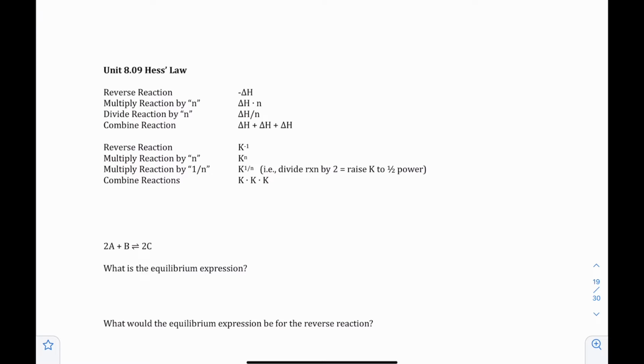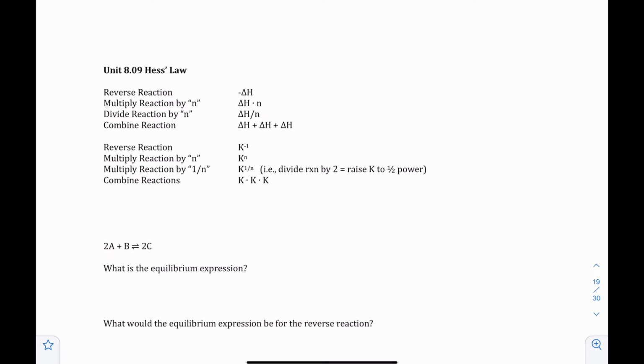If you divided the reaction by some number, you divided delta H by that number. And when you combine the reaction steps, you add their delta H's together. Now we're going to follow the same steps to calculate the equilibrium constant K for some overall reaction, but there's slightly different rules that apply.